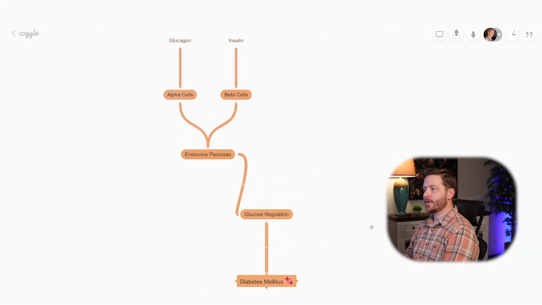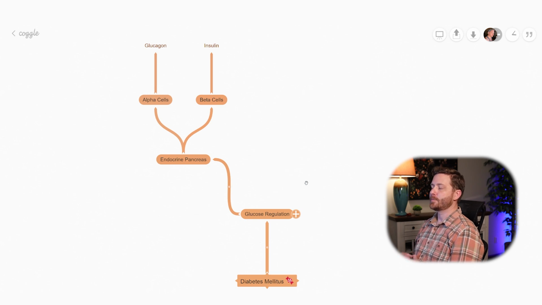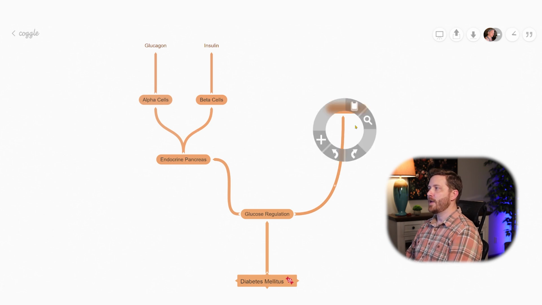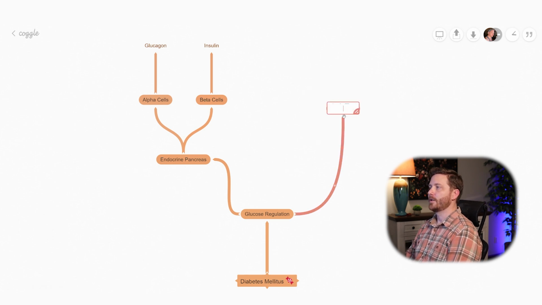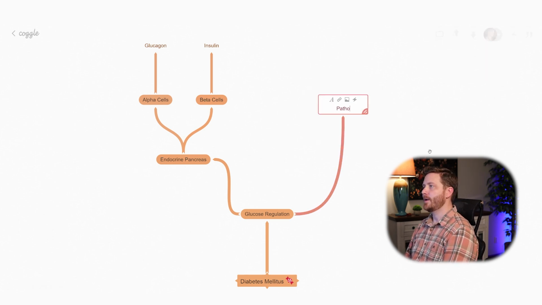So now we've got our diabetes mellitus, we've got glucose regulation, that's pretty much the central theme. There's problems with insulin. We're having problems specifically with blood glucose regulation. So let's go ahead and add in the pathophysiology. And let's denote that in red because that's going to signal that that's not what we want going on. Let's go ahead and put in pathophysiology.